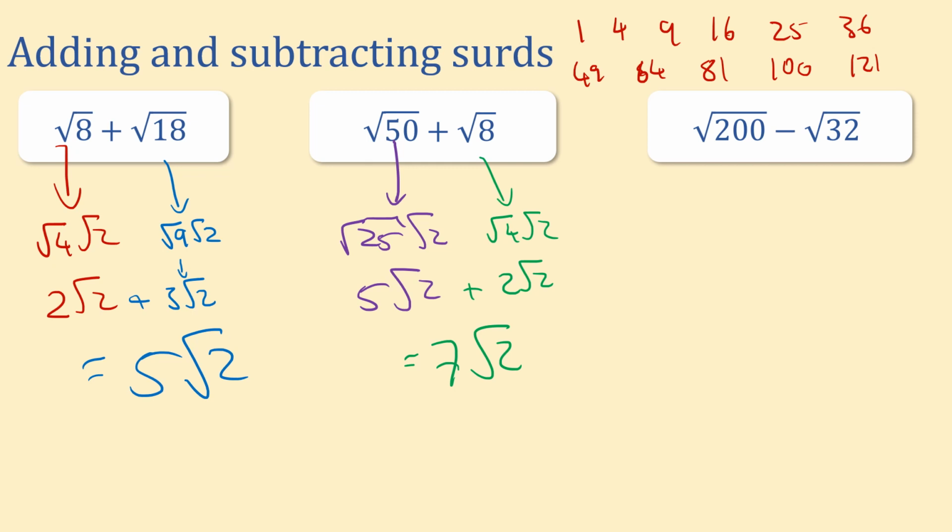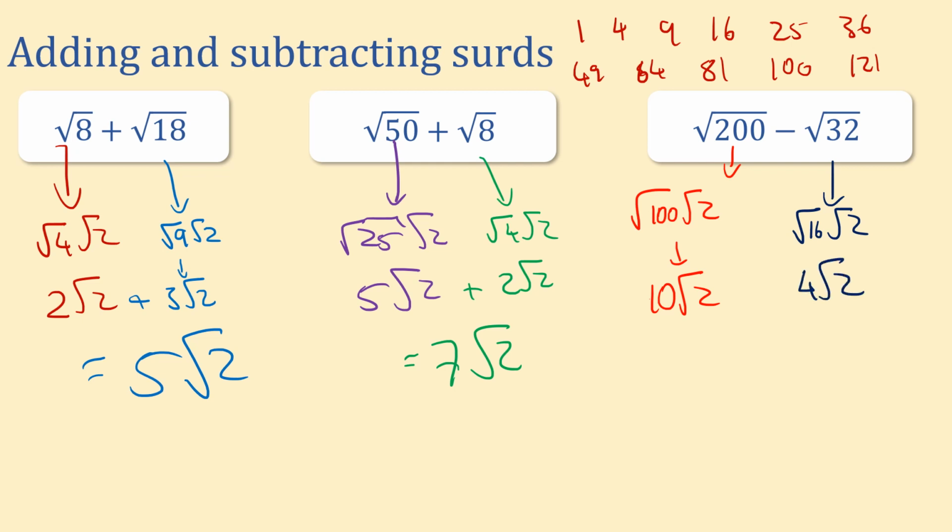And same thing for subtracting surds. So root 200, well, I can see 100 goes into that, so it's root 100 times root 2, which breaks down to 10 root 2. And root 32, well, 16 goes into that, so it's root 16 times root 2. Root 16 is just 4. So we're subtracting 10 root 2 and 4 root 2, which overall leaves us with 6 lots of root 2.